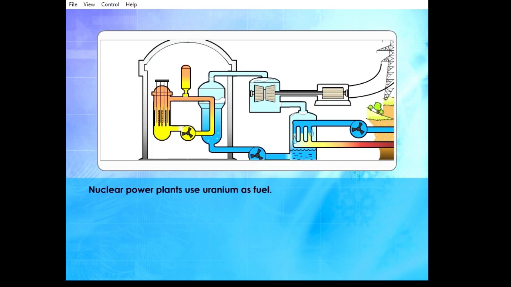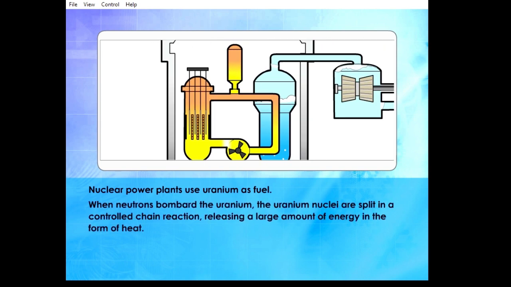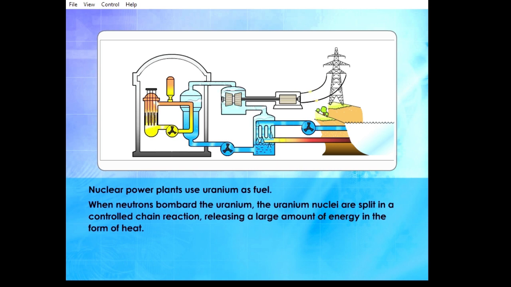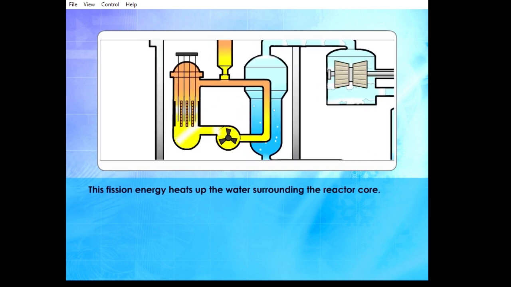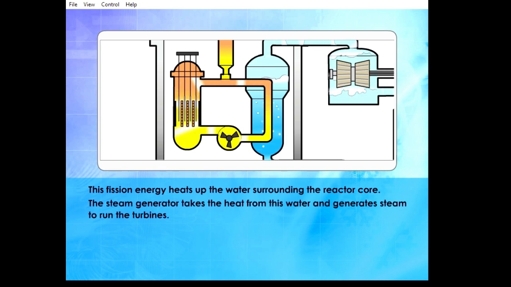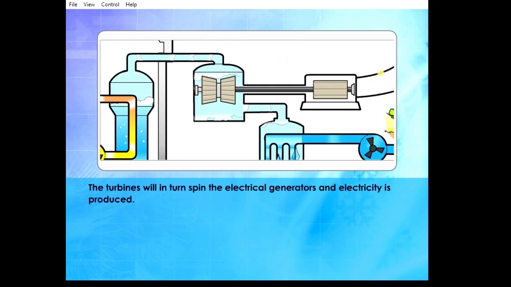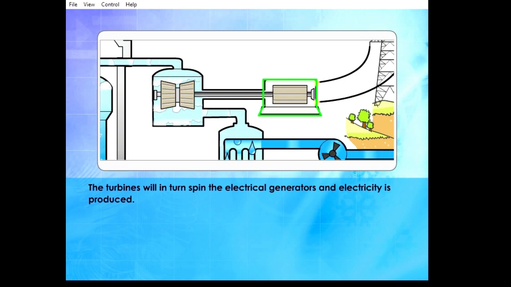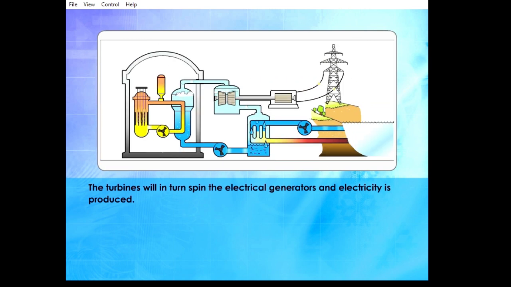Nuclear power plants use uranium as fuel. When neutrons bombard the uranium, the nuclei are split in a controlled chain reaction, releasing a large amount of energy in the form of heat. This fission energy heats up the water surrounding the reactor core. The steam generator takes the heat from this water and generates steam to run the turbines. The turbines will in turn spin the electrical generators, and electricity is produced.